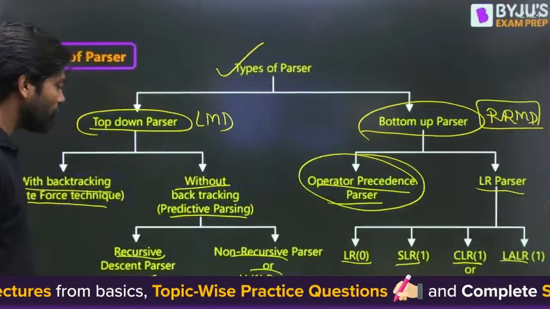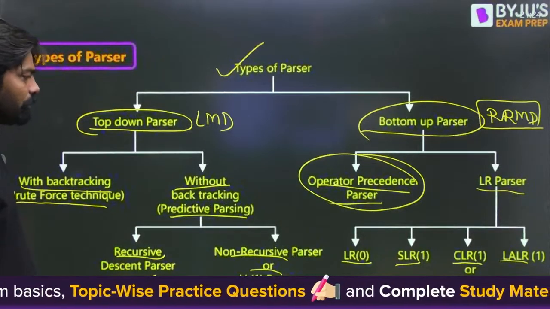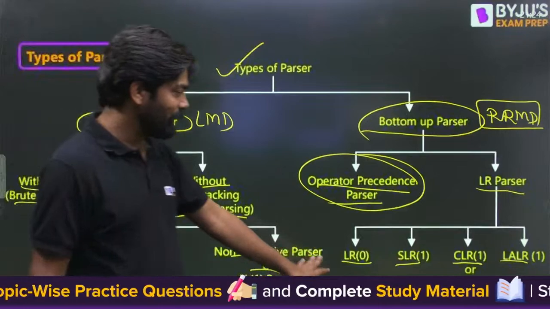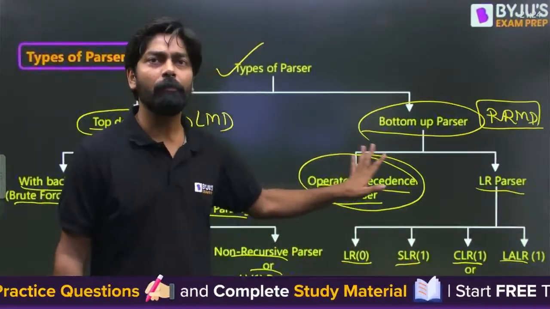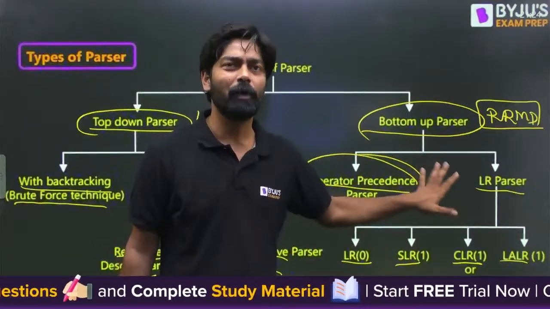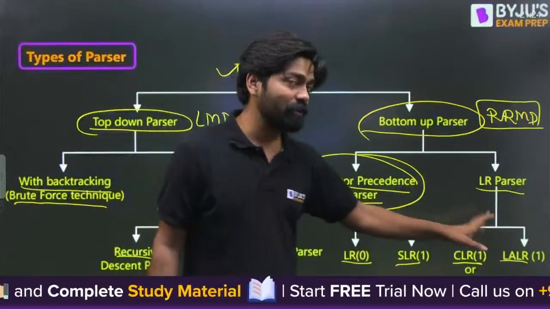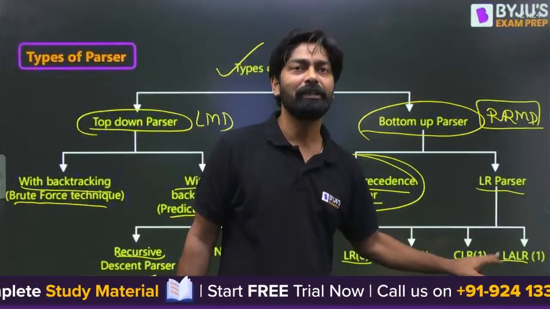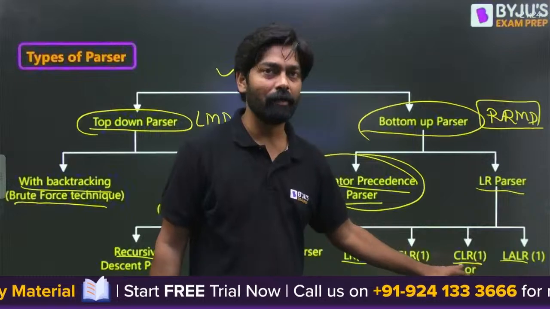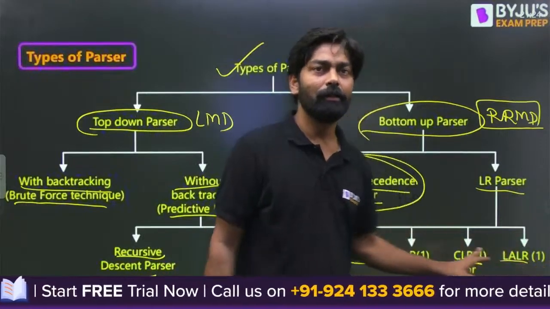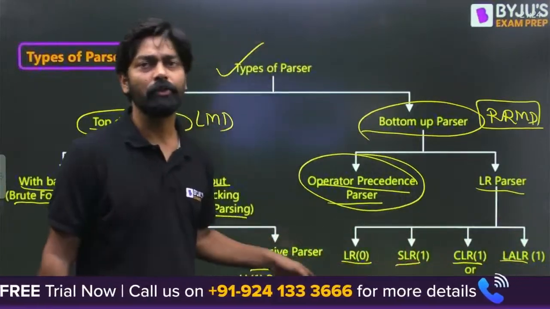Now see clearly, among all parsers, top-down and bottom-up, which one is powerful? Bottom-up parser is powerful. In bottom-up parsers, which one is most powerful? CLR is the most powerful. Then after CLR, LALR. Then SLR. Then LR0. Are you getting my point?